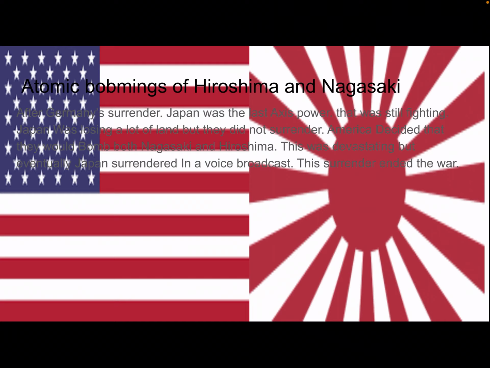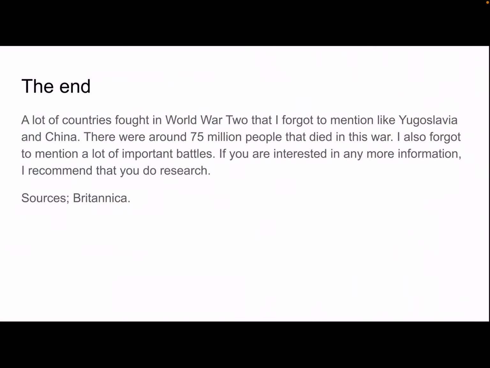After Germany's surrender, Japan was the last Axis power that was still fighting in the war. Japan was losing a lot of land, but they did not surrender. Americans decided that the best way to make them surrender was to bomb both Nagasaki and Hiroshima. This was devastating, but eventually Japan surrendered in a voice broadcast. This surrender ended the war.